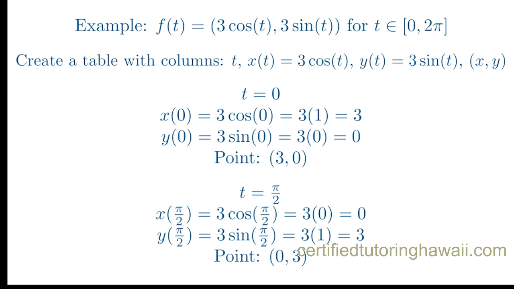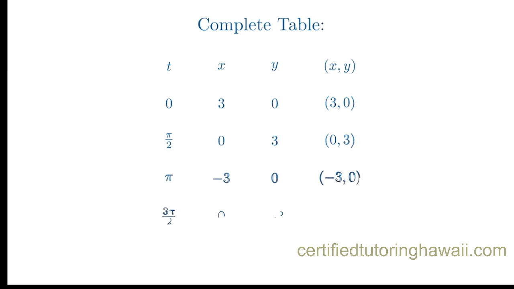For t equals pi, the point is negative 3, 0. For t equals 3 pi over 2, the point is 0, negative 3. And for t equals 2 pi, we return to the point 3, 0. Let's see the full table. Here is our complete table of values for one full period of the parameter t.